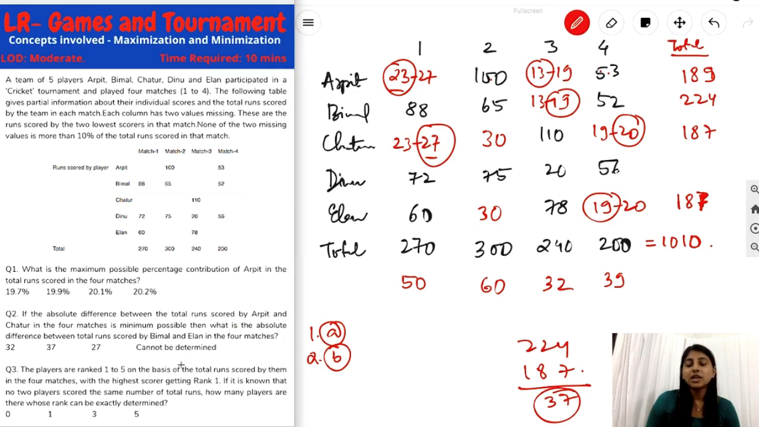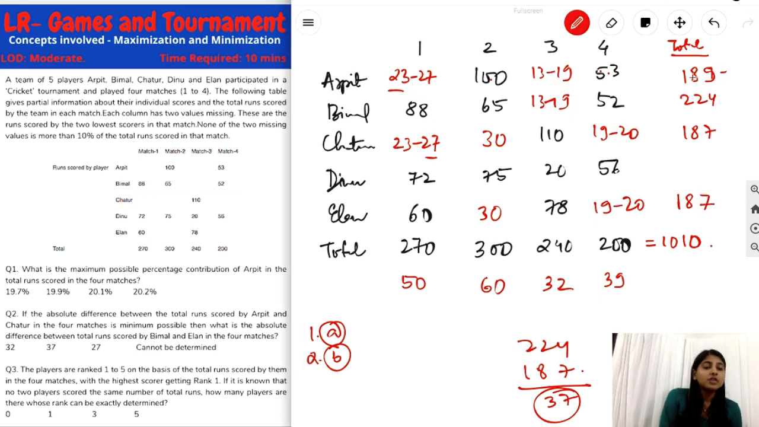Third question. The players are ranked 1 to 5 on the basis of total runs scored by them in the 4 matches. With the highest scorer getting rank 1, it is known that no two players scored the same number of total runs. How many players are there whose rank can be exactly determined? Alright, so 189 to 199, this is the range of scores that Arpit can have.